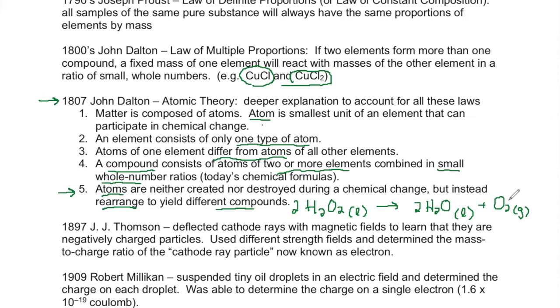There's water and oxygen, but the oxygen atoms did not change and the hydrogen atoms did not change. They just changed in how many were connected to each other. The ratios changed a little bit. Instead of 2 hydrogens for every 2 oxygens in hydrogen peroxide, we now have 2 hydrogens for every 1 oxygen in water, and then we also have some additional oxygen as gaseous oxygen molecules.